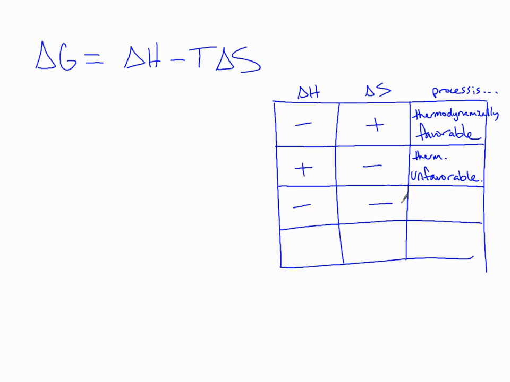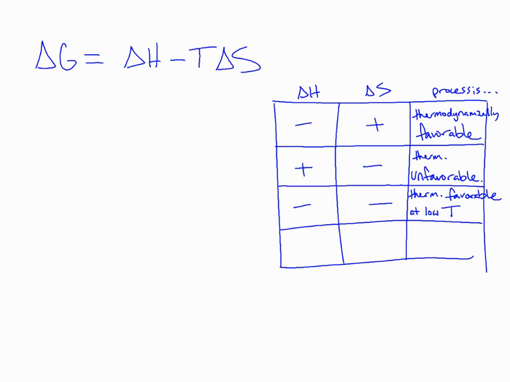And then there's other situations. So negative delta H, that means it's releasing heat energy. But a negative delta S, it's becoming more orderly. It's releasing heat, but it's becoming more orderly. It's going to work sometimes, but not all the time. And so we would say it is thermodynamically favorable, but specifically it has to be at low temps.